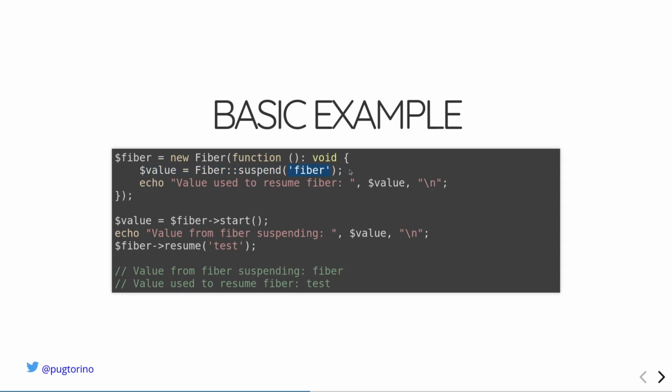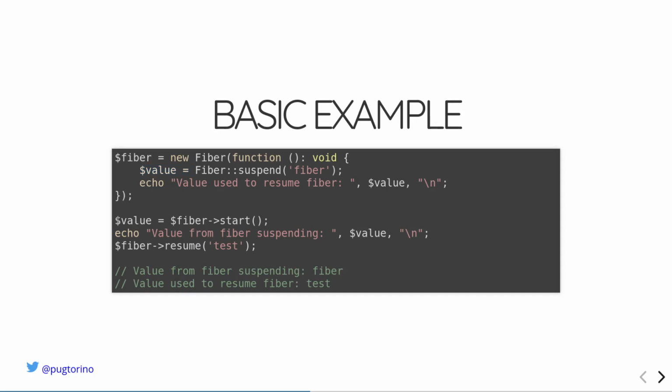This is interesting because this parameter actually is passed to the main execution of PHP. After this suspend, there is just an echo, a print of a string where we are also printing the value. The value is the return from the suspend. Okay, this is just a definition of the object $fiber.